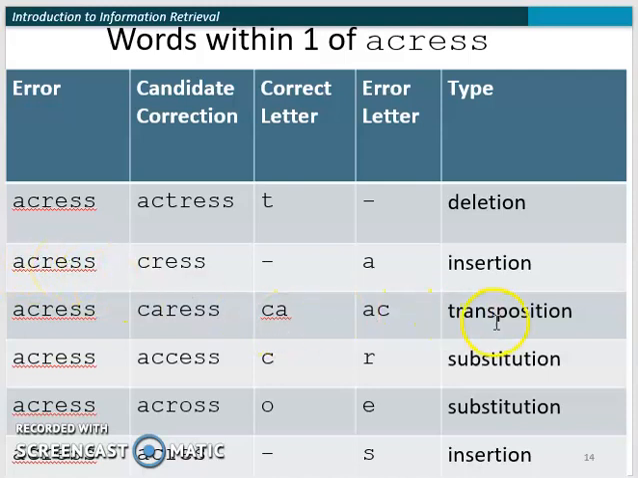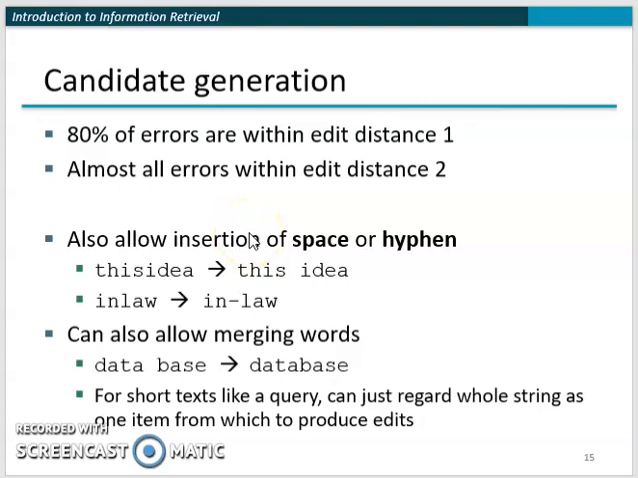Then we also have an example of transposition. Caress was the correct word, and we made a transposition of AC. Similarly, we have examples of substitution as well. If excess was the original word, this C was replaced by R. 80% of errors are actually within 1 edit distance, and almost all the errors can be found within 2 edit distance. So we don't need to go beyond that.